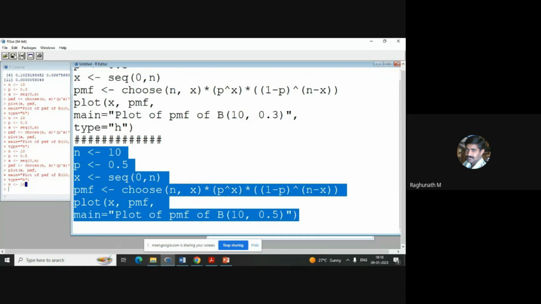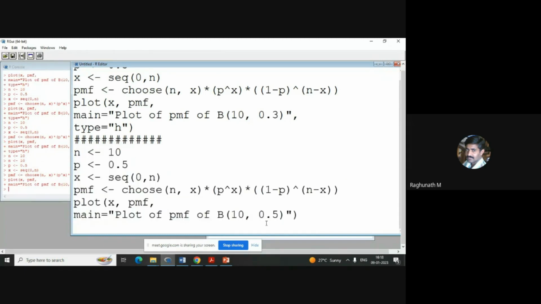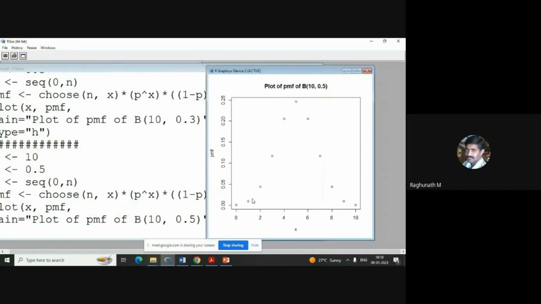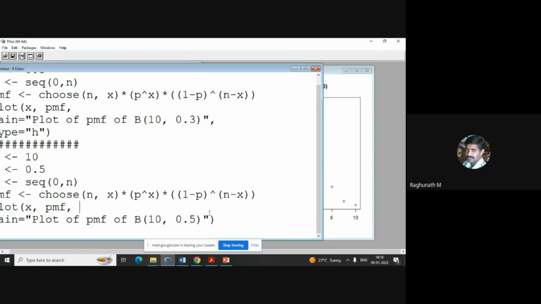By default, it will take the line graph. Actually, line means it will put a dot, dot, dot. So if you put type equal to L, it connects all these dots. Otherwise, it will simply give the dot. By default, this is the type which is used in R. So here, to get a better idea, we are using type equal to H.